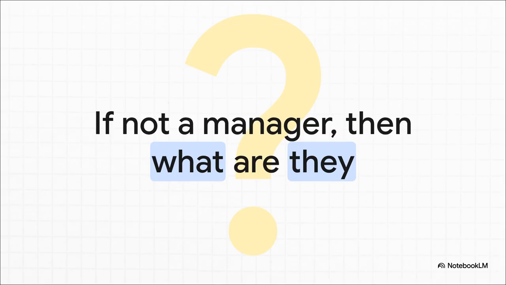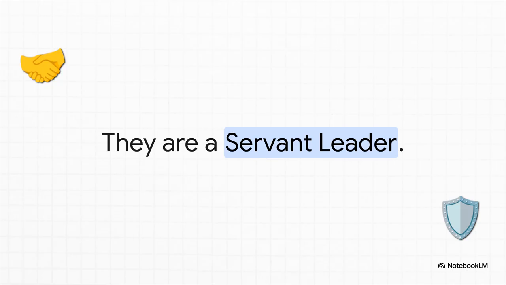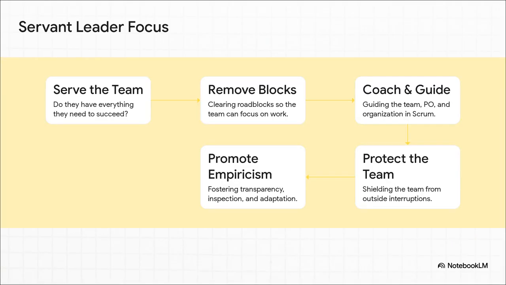Okay, so if they're not a manager, then what are they? What is it they actually do all day? They're a servant leader, and that's not just some fluffy buzzword. It is the entire philosophy of the role. It means their number one job is to serve the team so that the team can do its best work. And this is what that actually looks like day to day. A great Scrum Master is focused on serving the team. They're constantly clearing roadblocks out of the way. They're coaching people, facilitating tough conversations, and protecting the team from distractions. They're not the hero, they're the ones who build an environment where the team can become the hero.